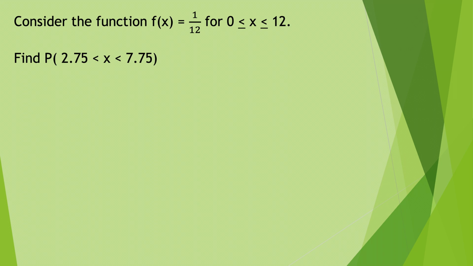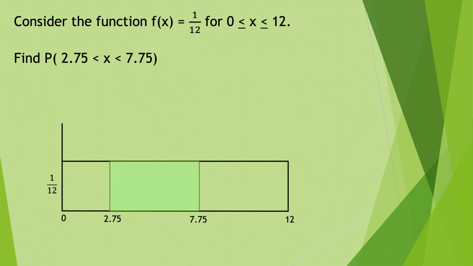Okay, so the bottom line is when I consider these uniform probability problems where it's 1/12 for everything from 0 to 12, I like to think of it as a rectangle. That's one way to view it, okay? And if I can find the area of this shaded region that goes from 2.75 to 7.75, that's always going to equal what the probability is.